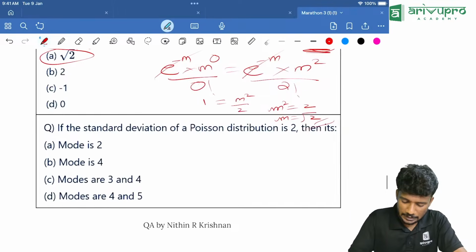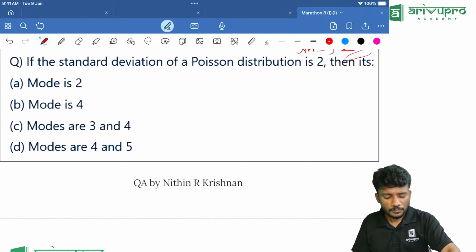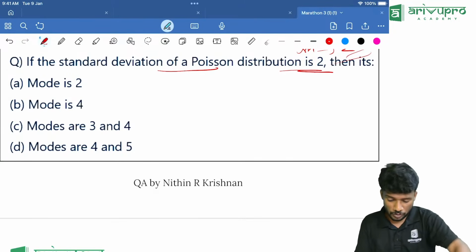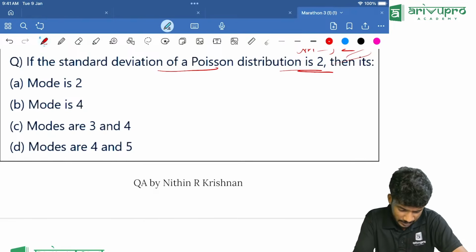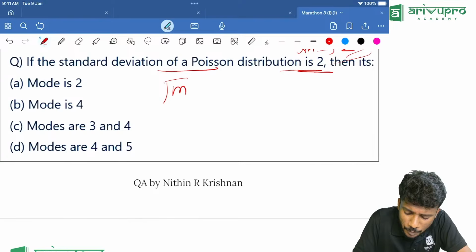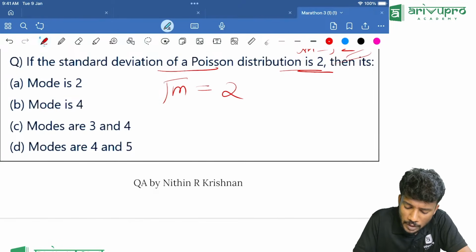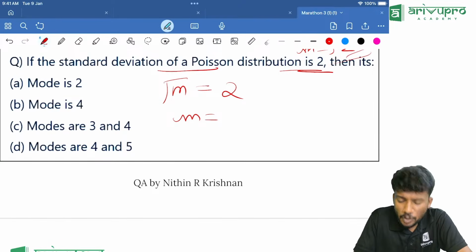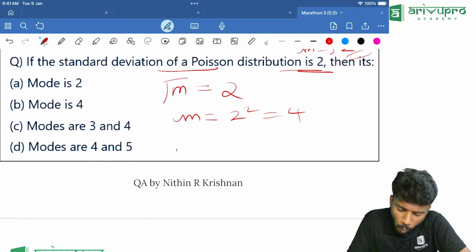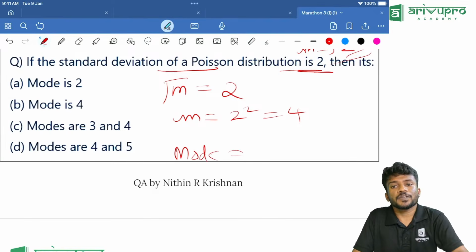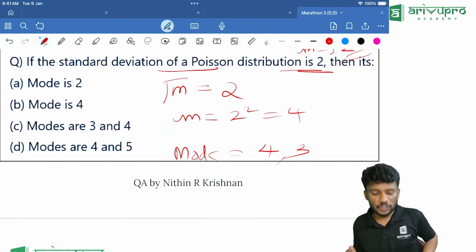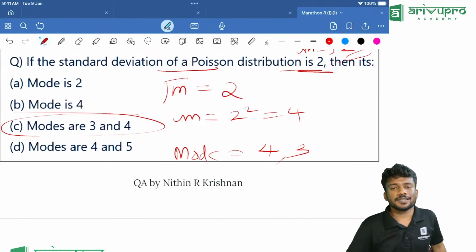Now people, look here. If the standard deviation of a Poisson distribution is 2, then they are asking for what? They are checking the mode. We need to find the mode. Standard deviation in Poisson is root m, which is equal to how much? 2. Then m is nothing but 2 square, that is equal to 4. M is equal to 4. Then mode is how much? When m is an integer, we take that integer, comma, 1 less than that integer. So what is the answer? Modes are 3 and 4.